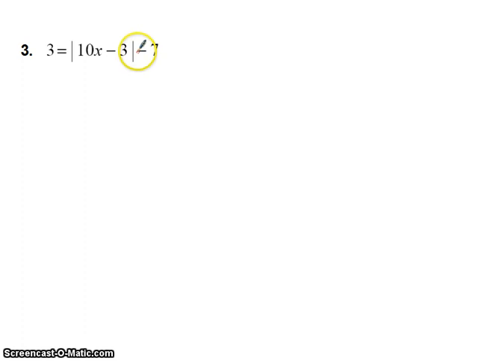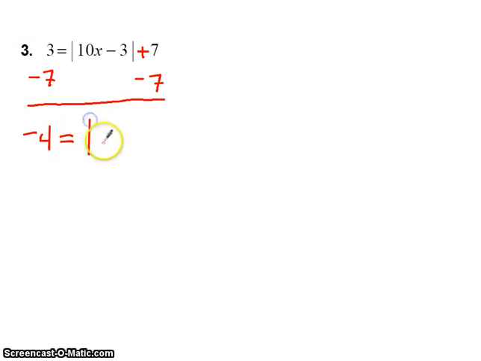Sometimes in our accelerated math problems, we'll have this kind of a situation where, let's say we have a plus 7. And so we would start this off by isolating the absolute value all by itself. We'd subtract 7 to both sides, and we end up with a minus 4 here. Minus 4 equals the absolute value of 10x minus 3. And that's kind of weird. How can we end up getting a distance to 0 that's equal to a negative number? There's no such thing. So on this one here, there's actually no solution.